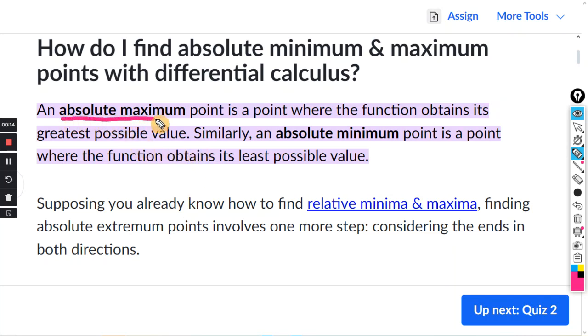Absolute maximum is where the function obtains its greatest possible value, and absolute minimum is where it obtains the least possible value. So when we talk about greatest and least possible value, we are talking about the y-coordinate. All right, so basically how far up or down the graph is, and we are talking about the y values. So that's basically it.